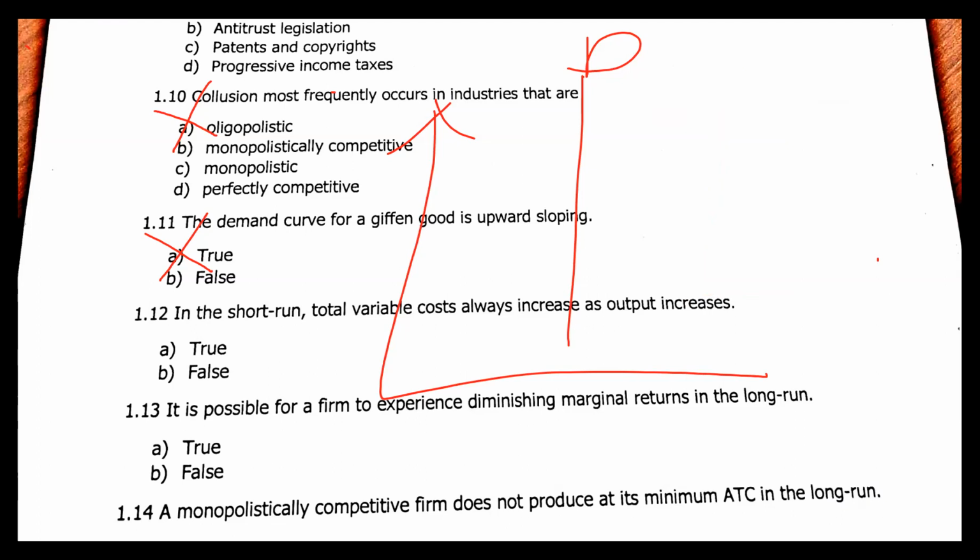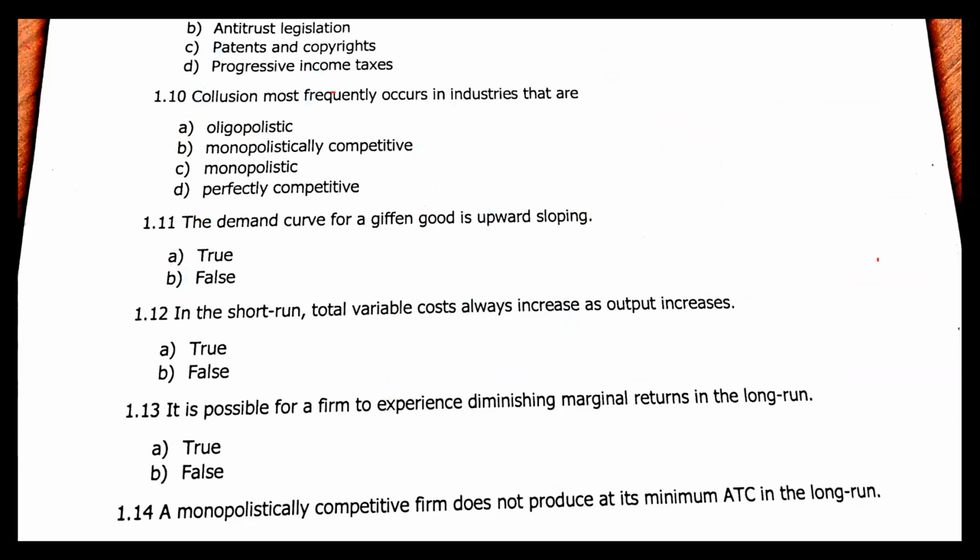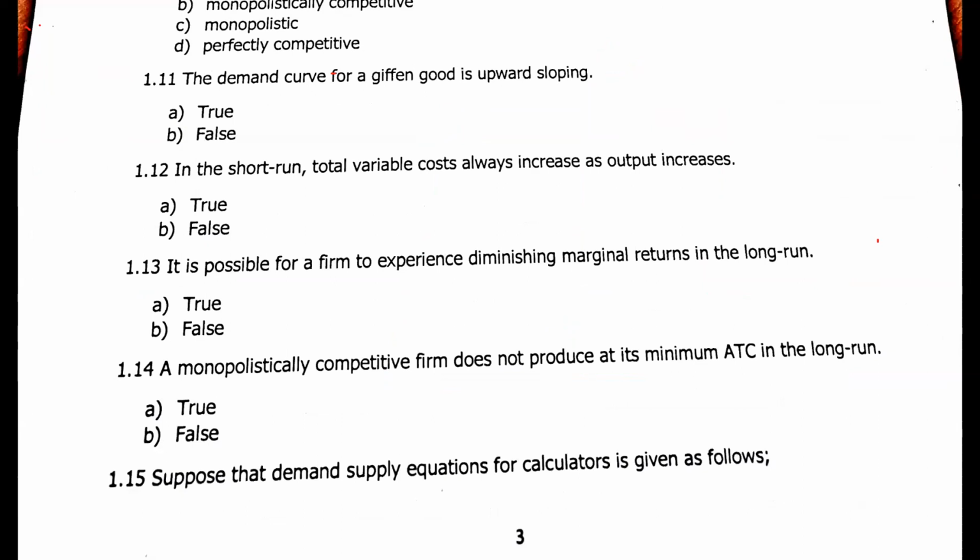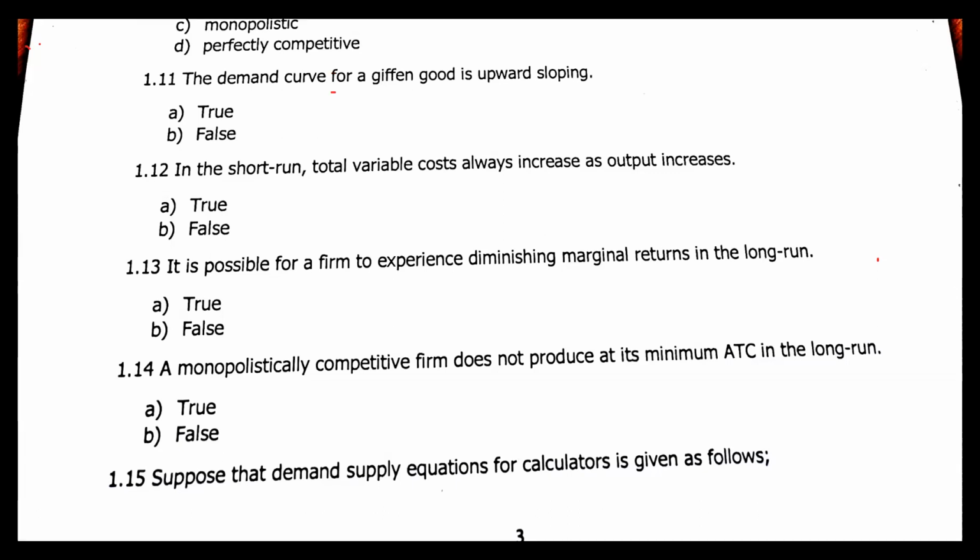Okay. In the short run, total variable cost always increases as output increases. Is that true or false? I talked about variable costs three days ago. The variable cost increases as output increases, as units increase. As we increase production, the variable cost increases. Is that true? All right, we say that is true because only the fixed costs remain constant. The fixed costs remain constant. Okay?